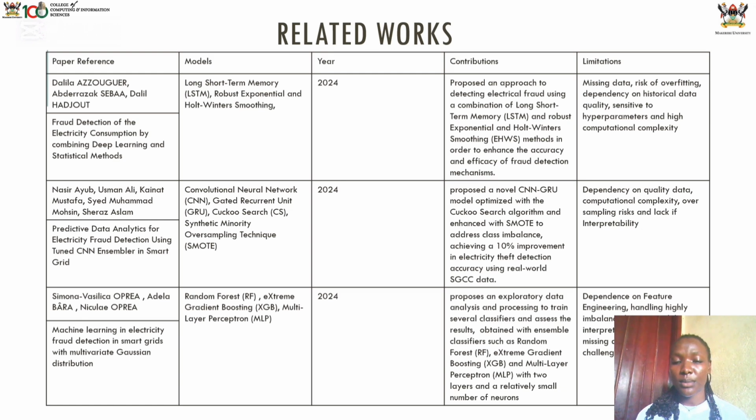In the table we also have some contributions that these researchers made, which is implementing what their topics are talking about. Then they also faced some limitations, which included missing data, overfitting, dependence on historical data, the quality of the data, and computational complexities, among very many, as you can see listed in the table.